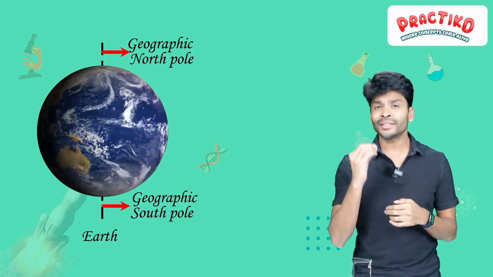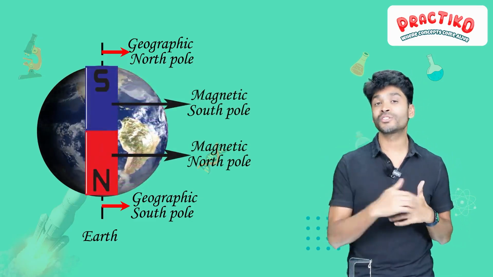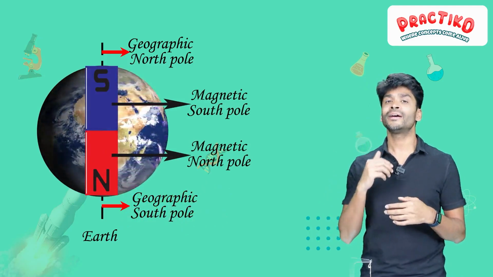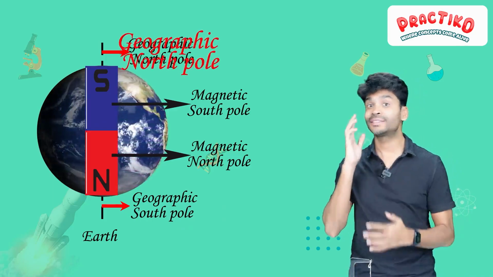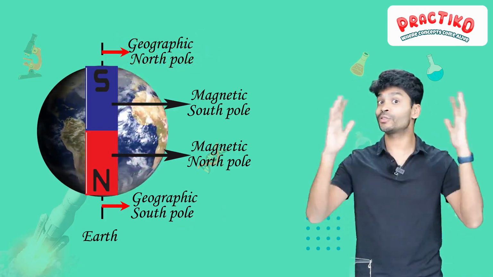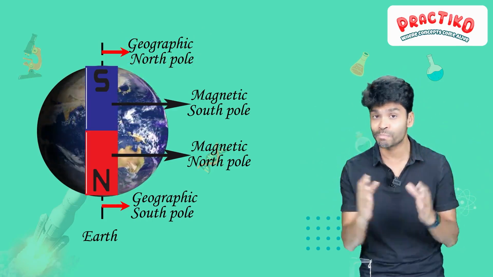Okay. Also, it would be interesting for you to know that Earth is also a giant magnet, okay? Earth's magnetic North Pole is towards geographic South Pole, and Earth's magnetic South Pole is towards its geographic North Pole. It's the opposite. Okay, so Earth is also a huge magnet. It's kind of a huge bar magnet.